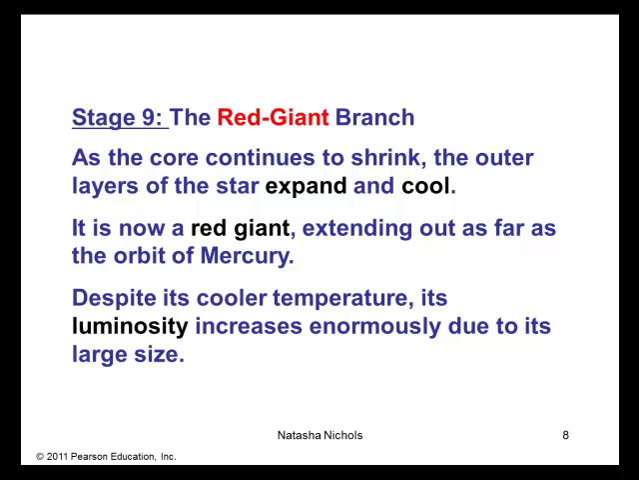Now, despite its cooler temperature, its luminosity increases enormously because its size has increased a lot. So even though its surface temperature is cooler, the star itself is so much bigger that its overall luminosity is a lot more than it was before.